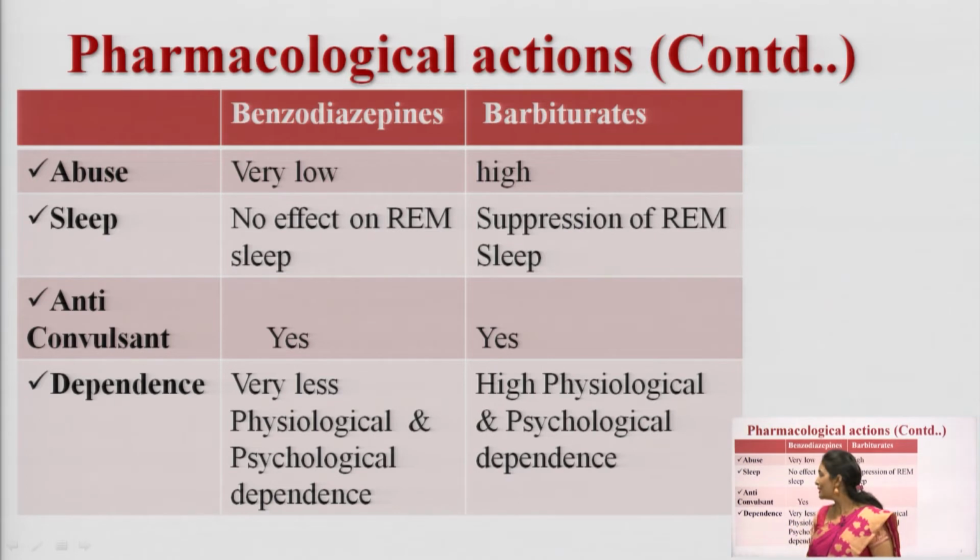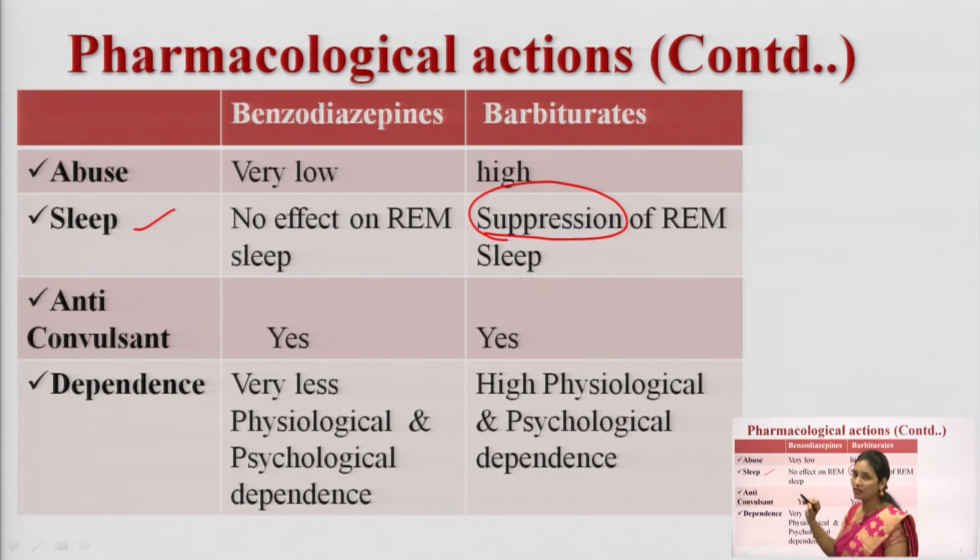And what about sleep? Next one is sleep. If I am talking about sleep, there is no effect on REM sleep with the benzodiazepine drugs. When you give it and it binds to its GABA receptor, it won't show any disturbance in sleep like REM sleep. Okay? And if I am talking about the barbiturate, it will suppress REM sleep.